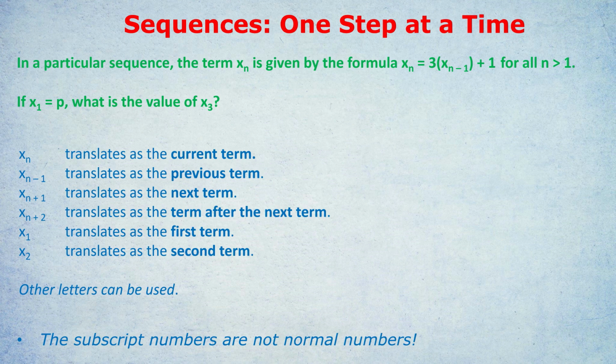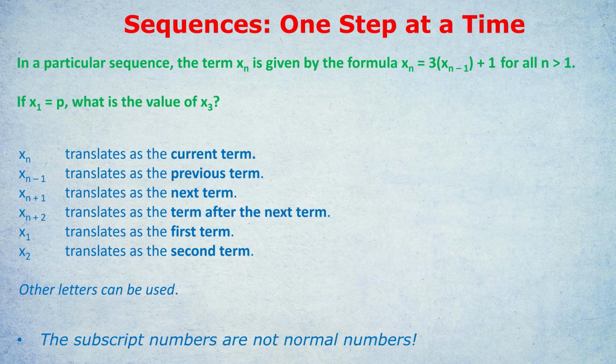Okay, so far I think I've persuaded you that we're dealing with sequences because of the subscript, and that there are these translations that we have to use. And the subscripts are not normal numbers, as I've written down below. But it still seems confusing, right? Let's apply these translations to the formula that they've given us in the question. By the way, let's just quickly unpack that question.